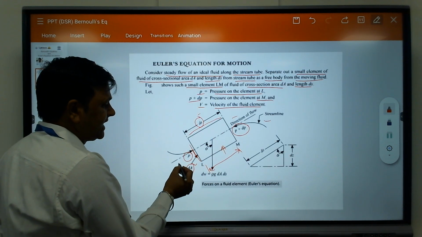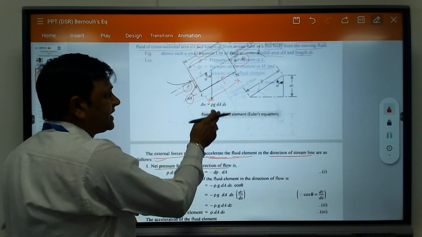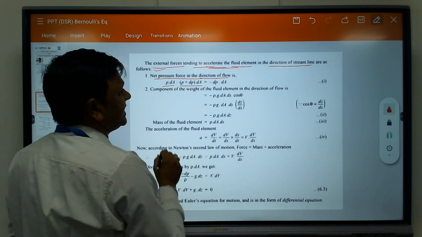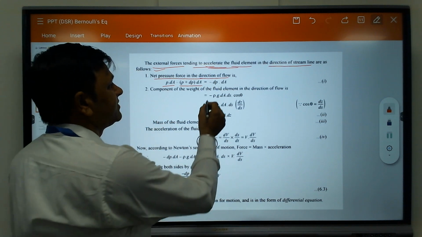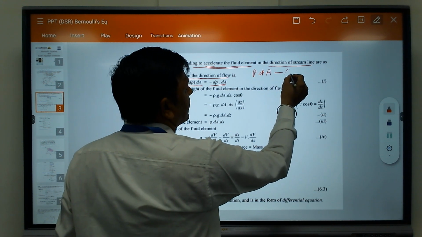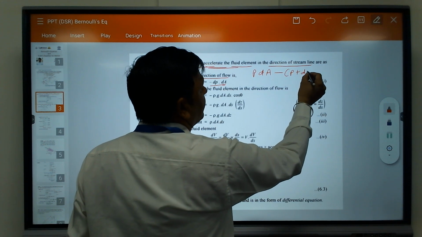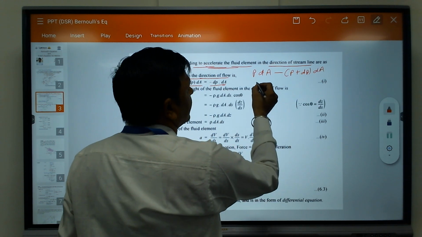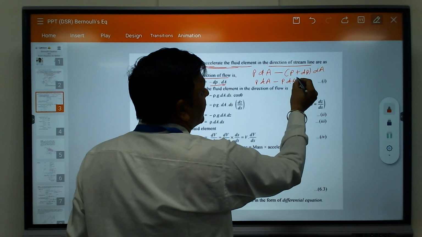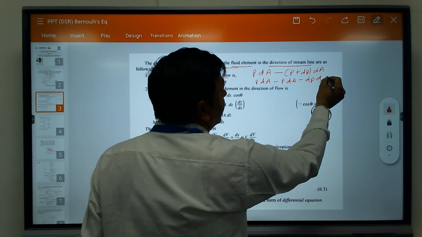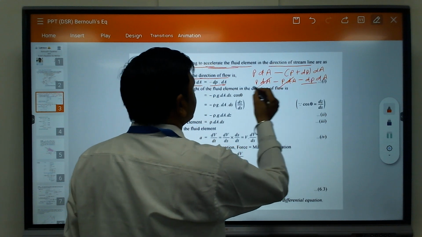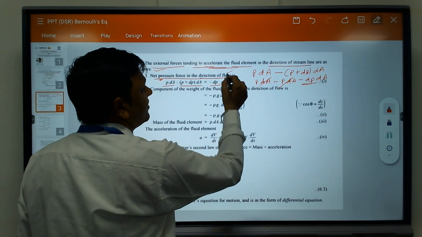Here you can see the net pressure force in the direction of flow is P dA minus (P plus dP) dA. How do these terms come? P dA minus P dA minus dP dA. The P dA terms cancel out, and the remaining term is minus dP dA. So this is the net pressure force in the direction of flow.